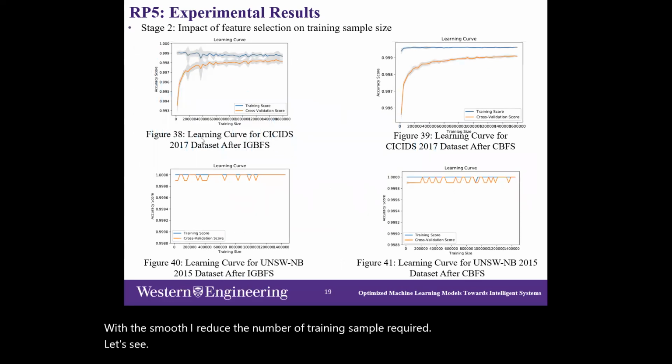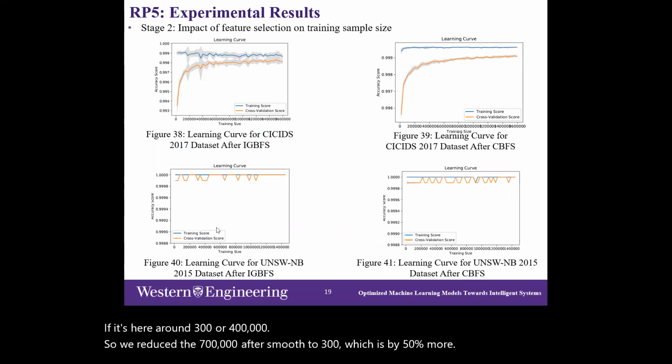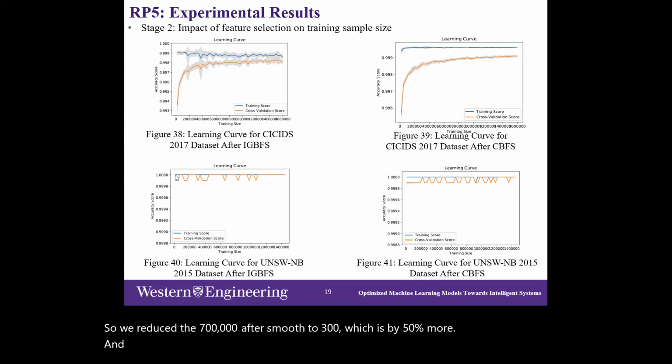Here is the learning curve for the CICIDS database after information gain. You see here, we need almost around 300 or 400,000. So we reduce the 700,000 after SMOTE to 300,000, which is 50% more. And for the other one, we reduce it to less than 200,000 samples required.